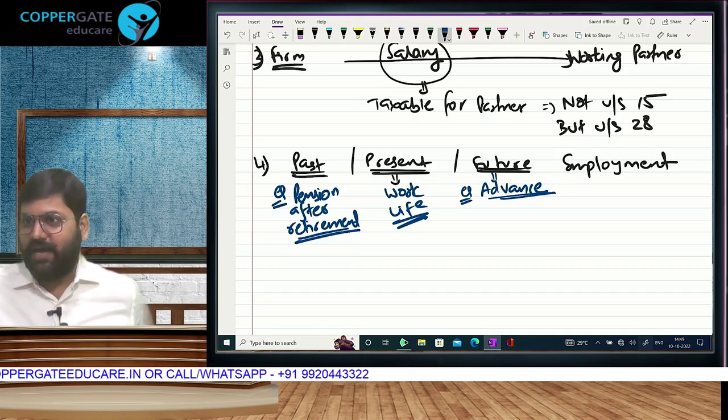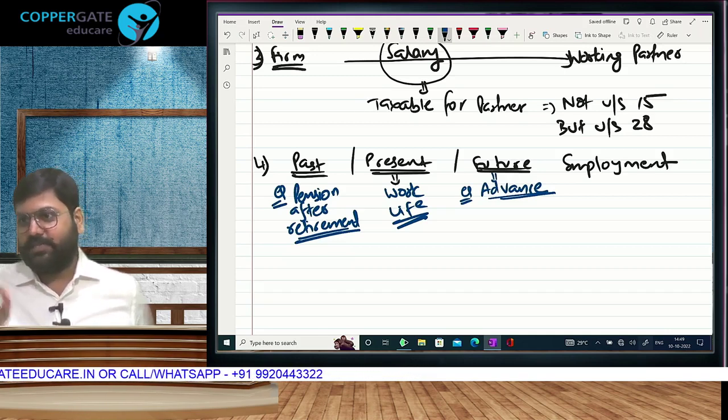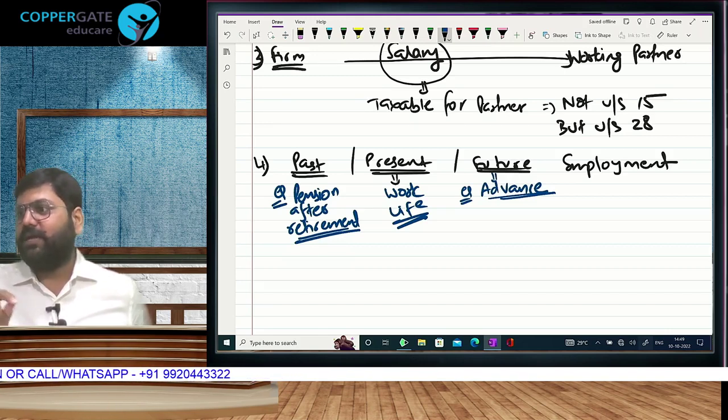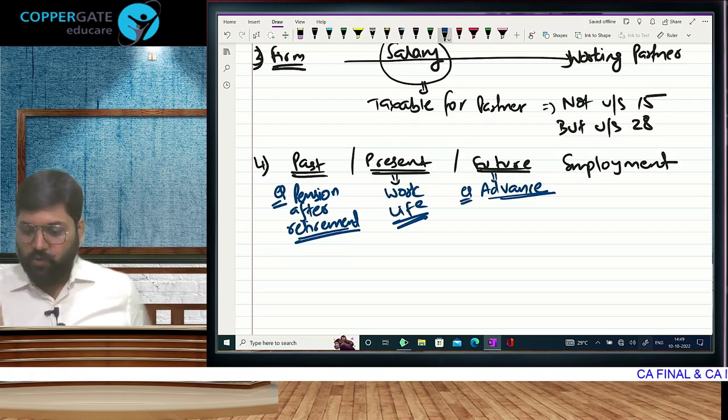Okay, so if the retiring employee is getting it, it's a past relation, so it's salary. But after death of the retiring employee, the spouse's pension, we call it family pension, is taxable under income from other sources. Understood? So, you work for a company. Before joining, you get advance, future employment, that's it.